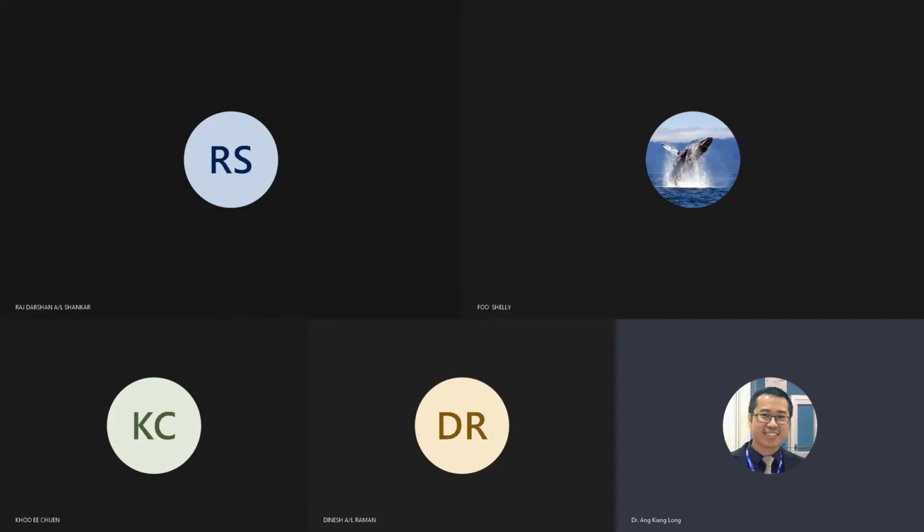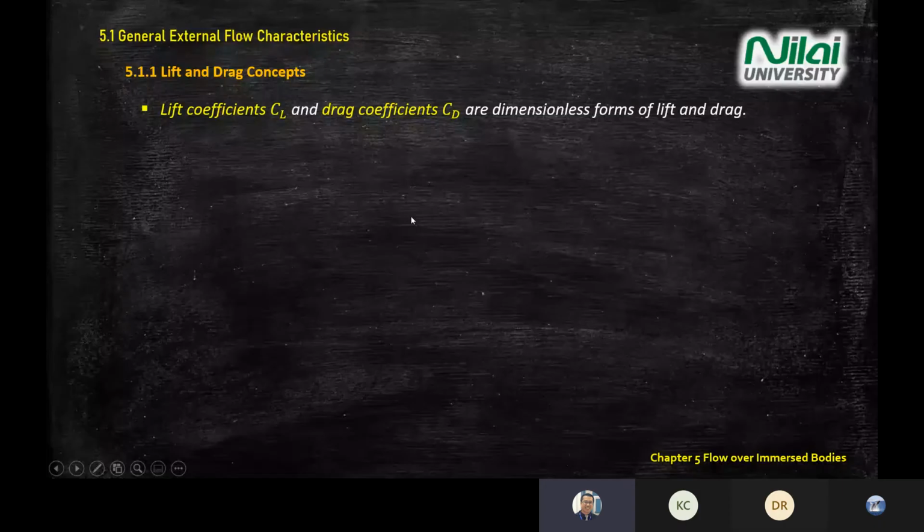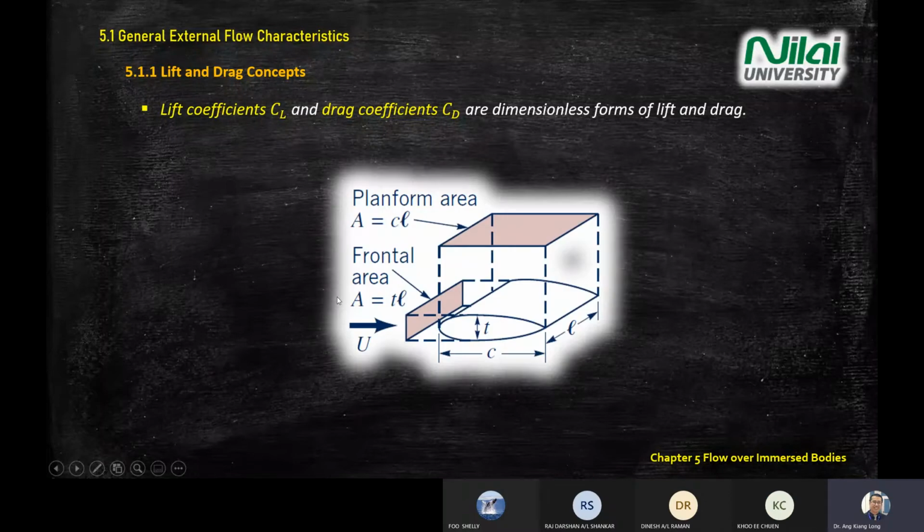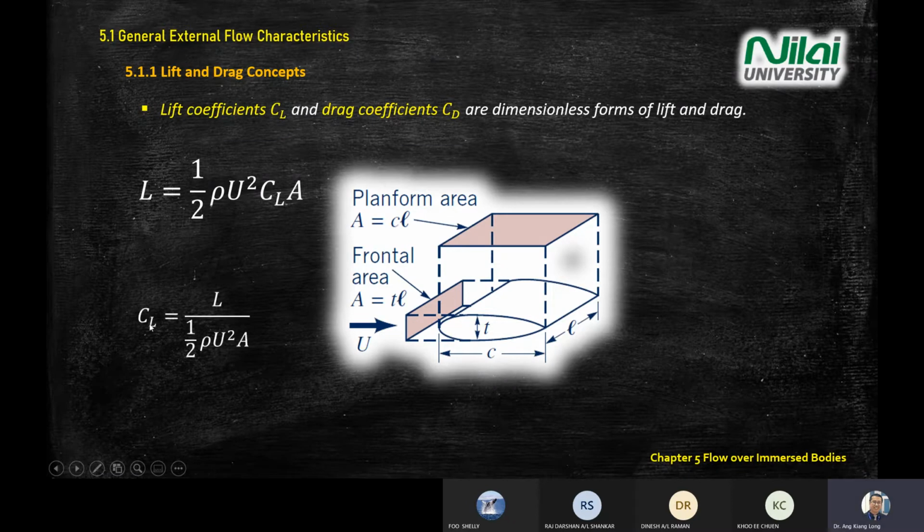Today we're going to look at what is the lift coefficient and drag coefficient. Recall the equation for lift: L equals half rho u squared CL A. A is the area, rho is the density, u is the velocity, CL is the lift coefficient, and L is the lift. So you can rewrite this equation into CL equals L divided by half rho V squared A.